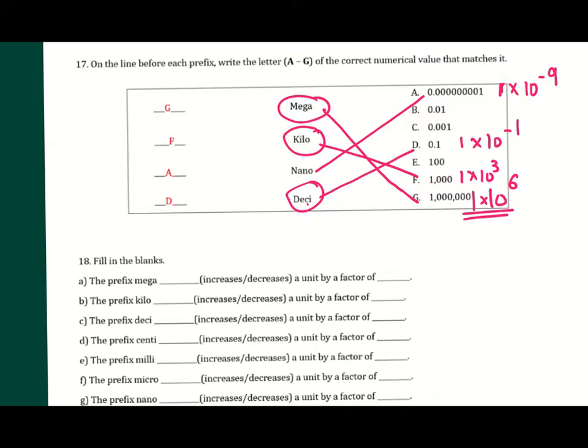If your value is positive, it means that you are increasing the value. If I say kilometer, it is more than a meter. If I say megameter, it's more than a meter. So this prefix is used to increase the value. While nano and deci, they are in negative, and they are used to decrease the value.